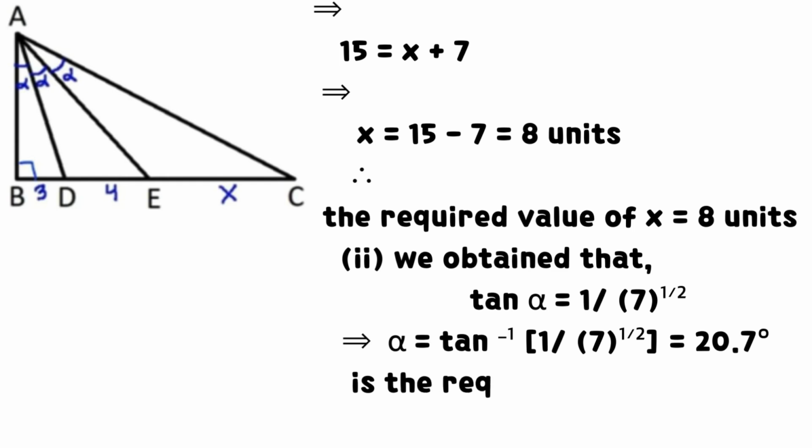For question 2, we obtained that tan alpha equals 1 divided by the square root of 7. Take the tan inverse of the equation. This implies that alpha equals the tan inverse of 1 divided by the square root of 7, which equals 20.7 degrees to 1 decimal place, is the required value of angle alpha.